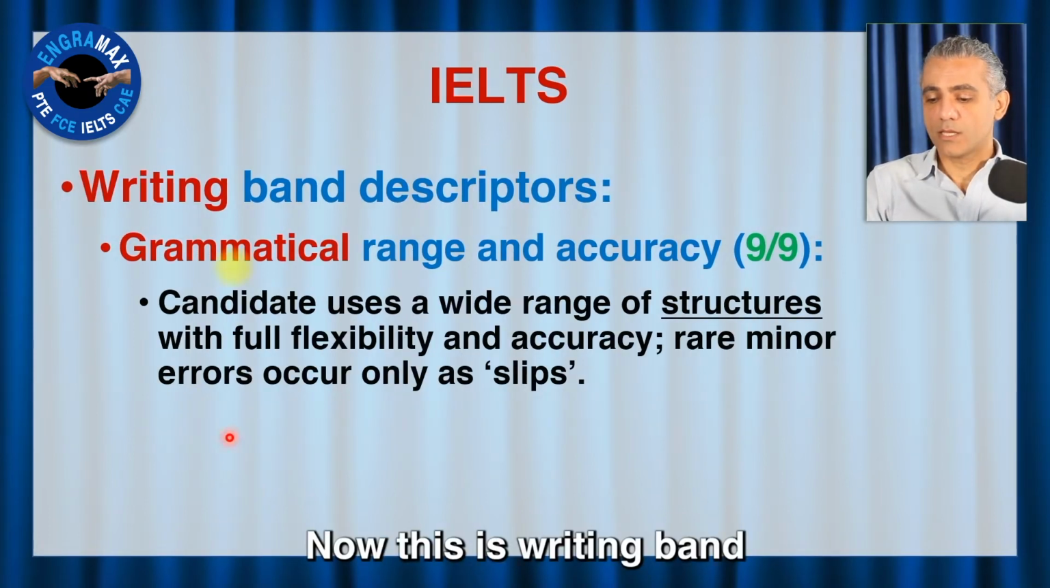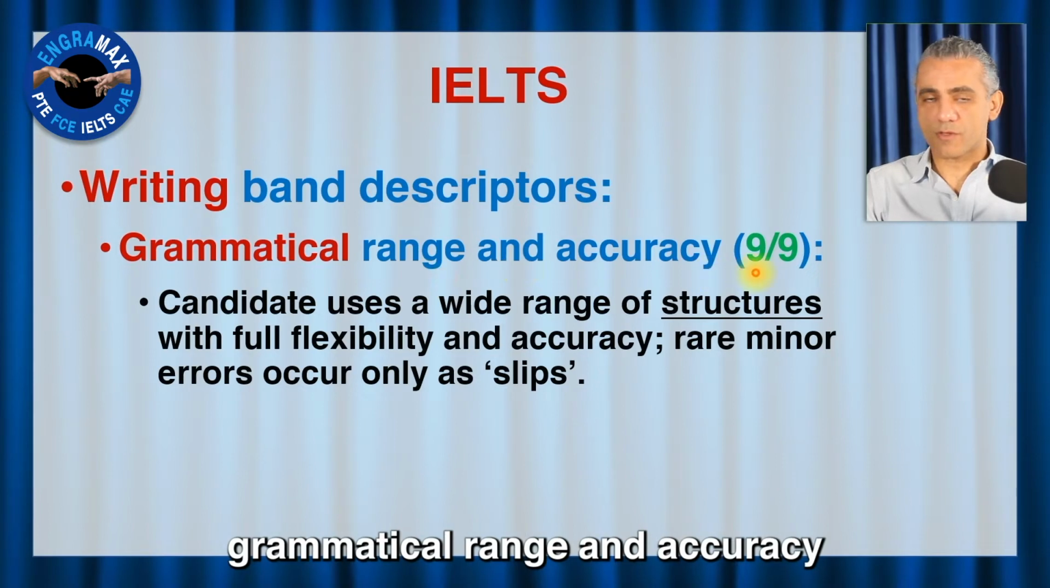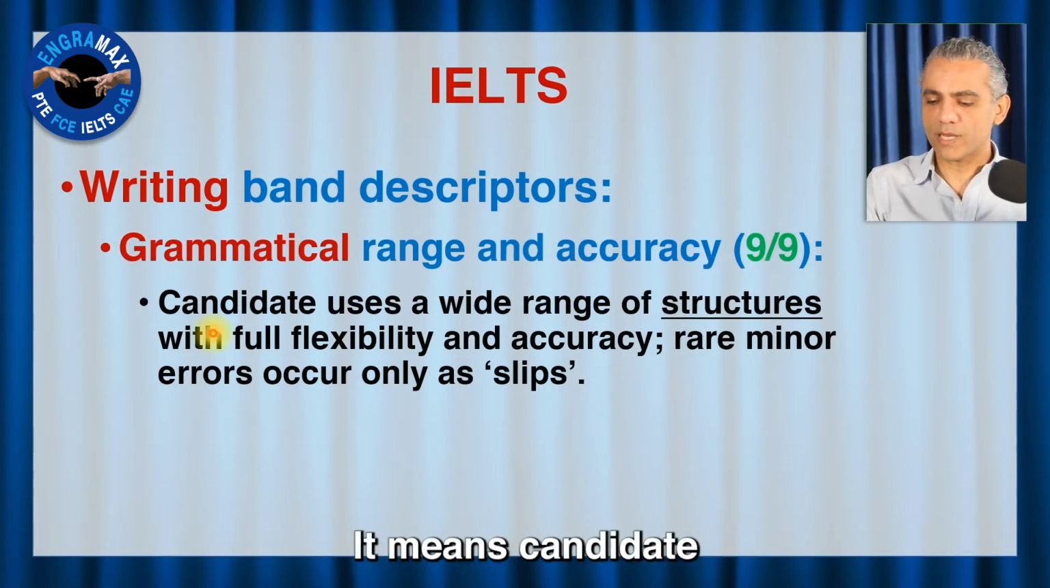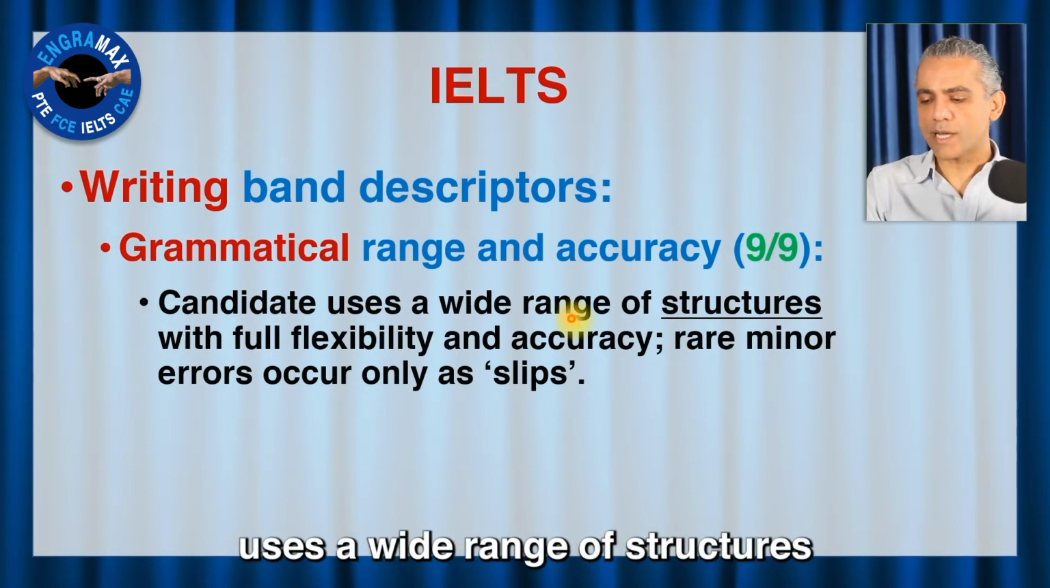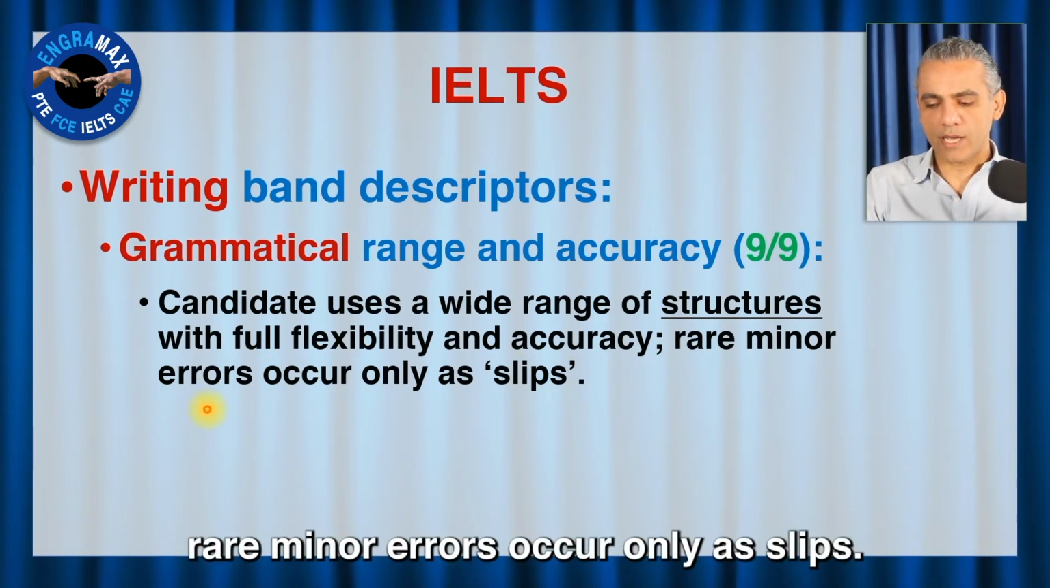Now, these are the writing band descriptors for IELTS. Grammatical range and accuracy, if you want to get a 9 from 9 in IELTS writing. What does that mean? It means candidate uses a wide range of structures with full flexibility and accuracy. Rare minor errors occur only as slips.